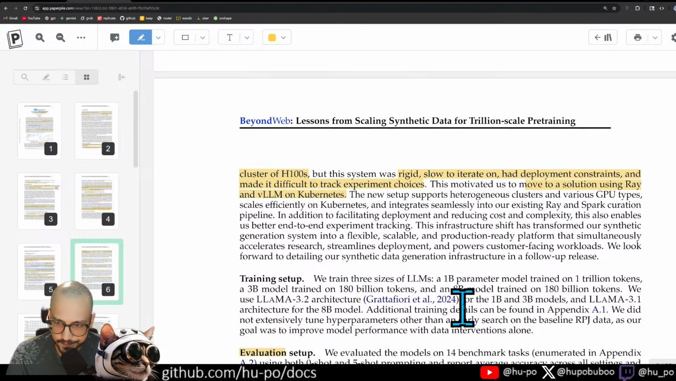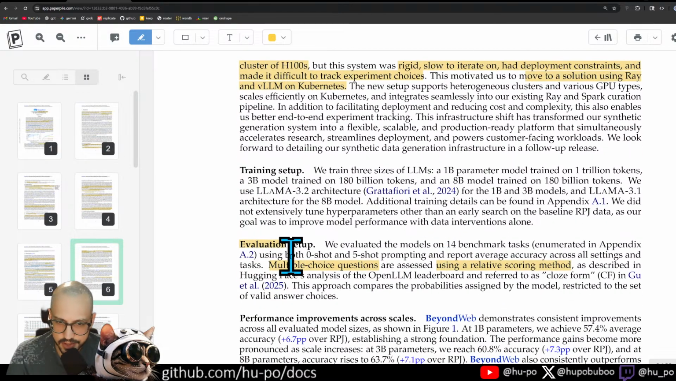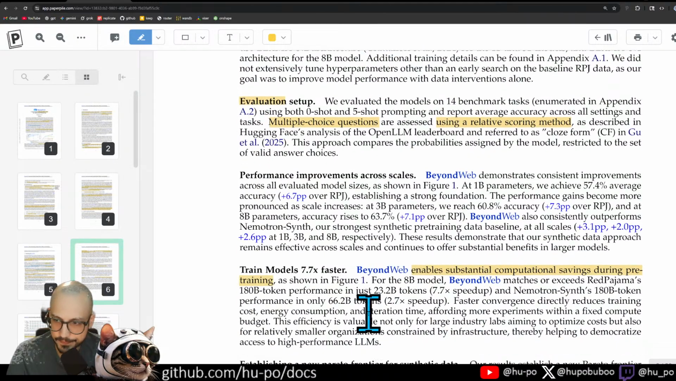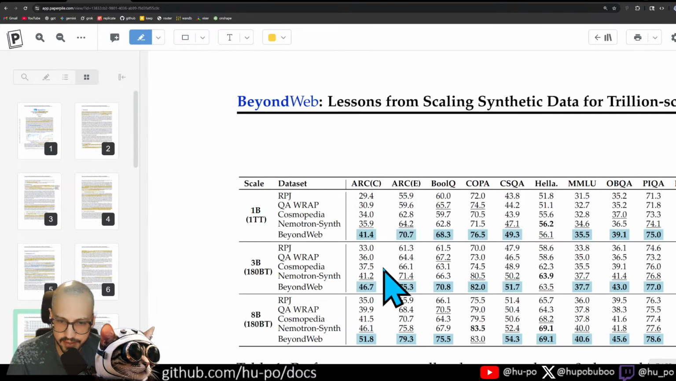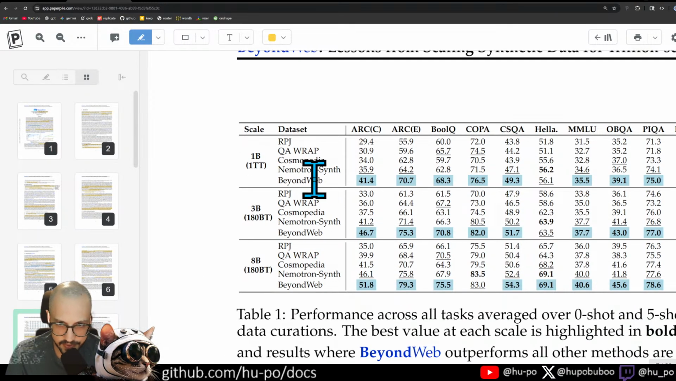But okay, evaluation setup. Multiple choice questions are then using a relative scoring method. So this is how they're going to determine the intelligence of the model. And you can see here the actual results from that. Okay, so again, Cosmopedia is the generated paradigm, Nemotron Synth is a rephrasing and filtering paradigm, and QA Wrap is also a rephrasing paradigm, and then RPJ is the baseline of just straight internet data.